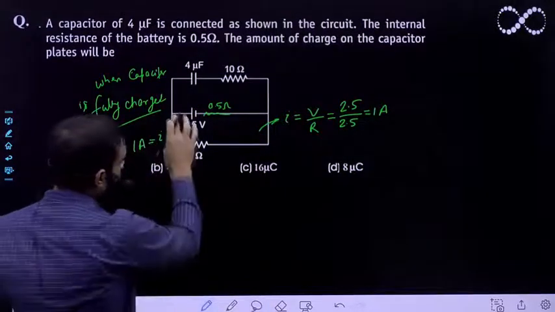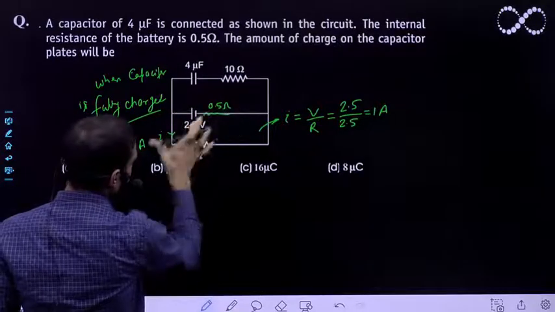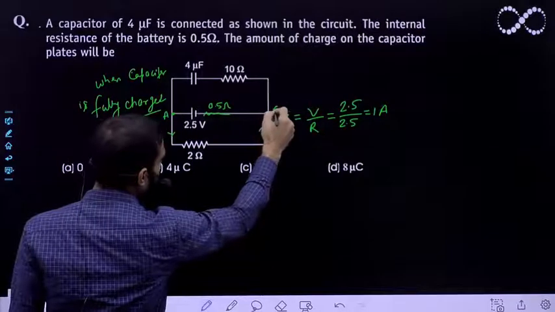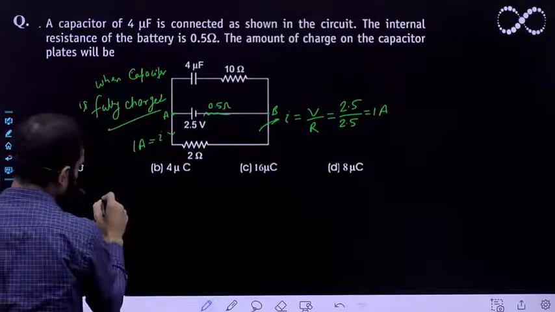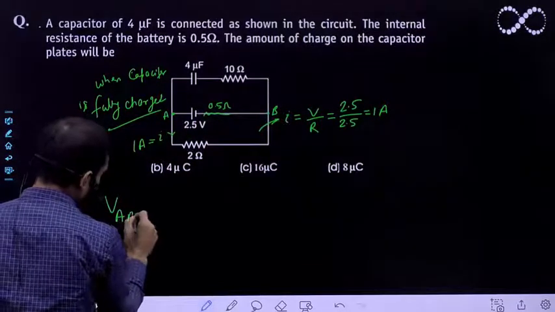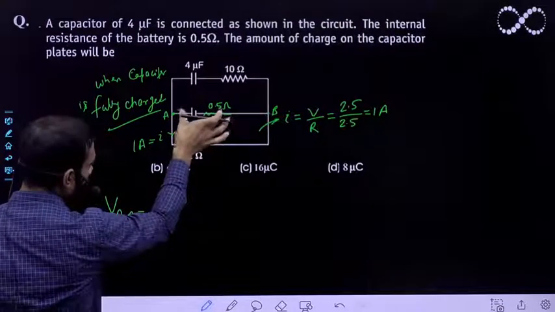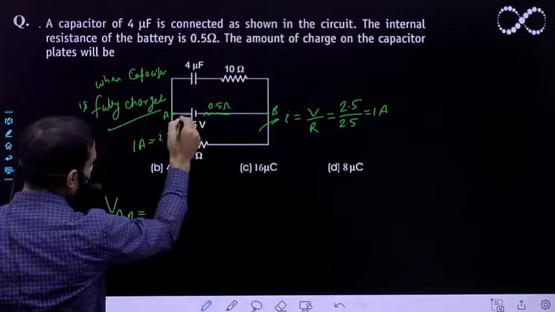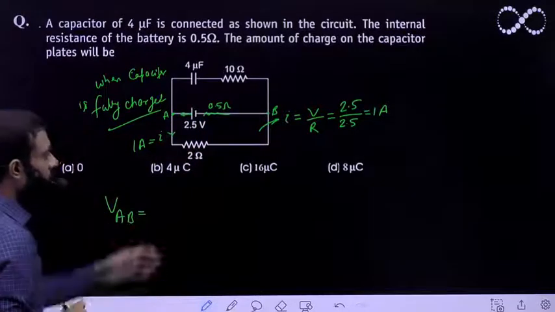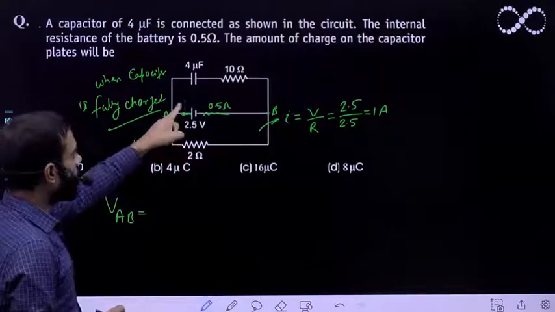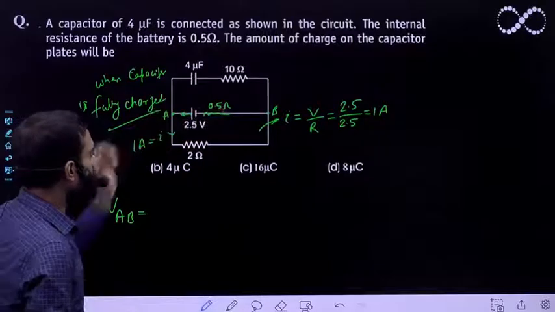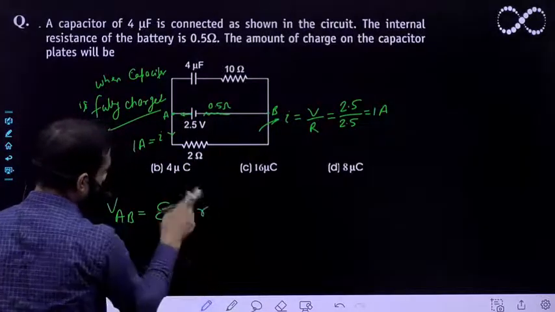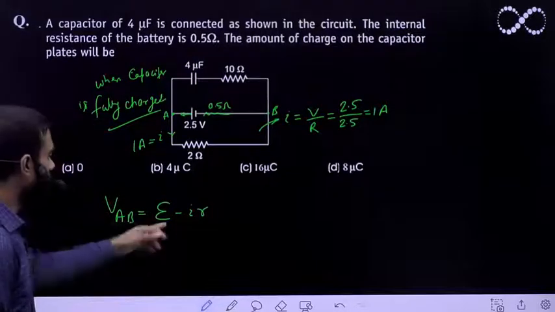Now, what will be the potential difference across this cell? Assume this is point A and this is point B. The potential difference across AB, V_AB, is nothing but the potential difference across this cell. Since the current is outgoing from the positive terminal of the cell, the cell is discharging. In the case of discharging, the potential difference across the cell is E minus Ir.